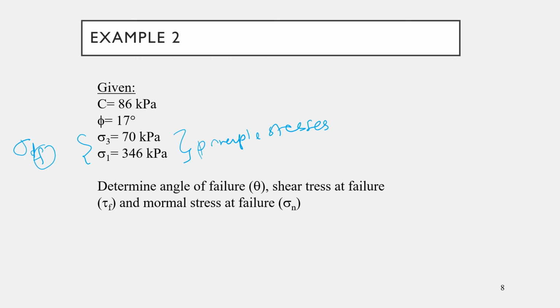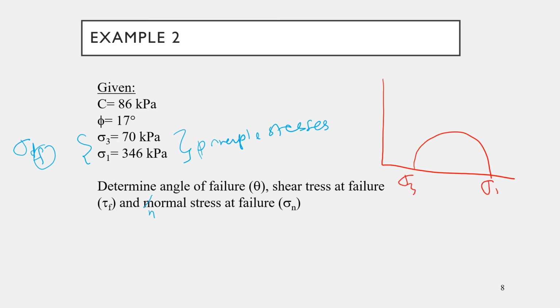So the question asks you to calculate the angle of failure, shear stress at failure, and normal stress at failure. You can choose whether you want to solve it by graphical solution or analytical equations; you can do both. Let's look at solving it by graphical solution. It's quite straightforward because everything is given there. So you have sigma 3 here and sigma 1 here.